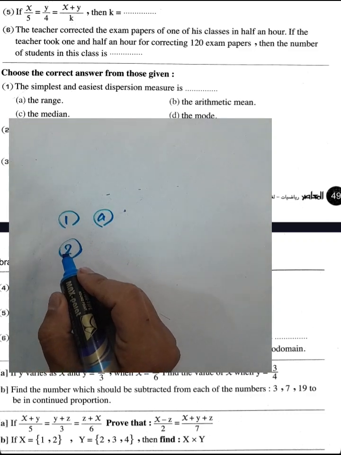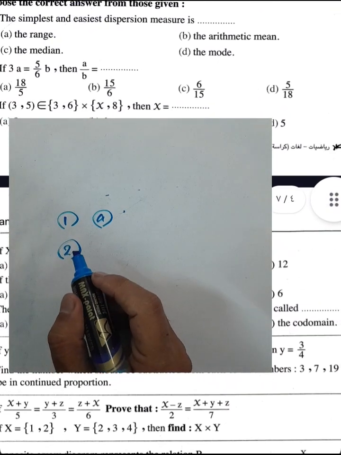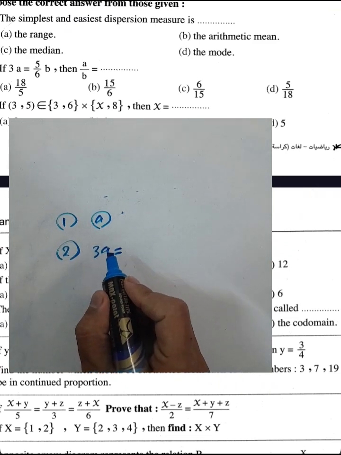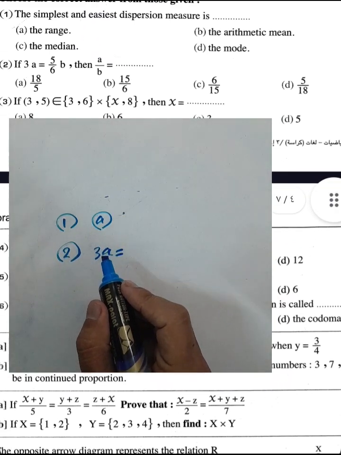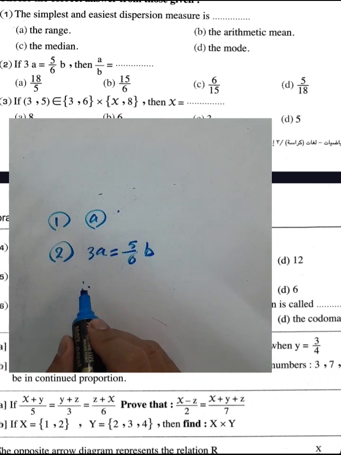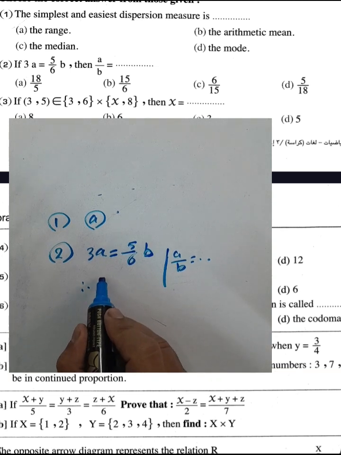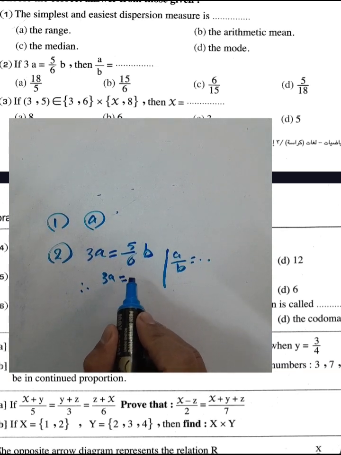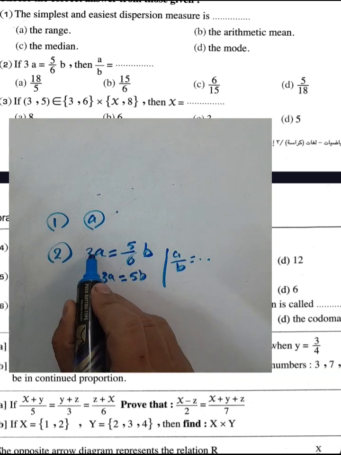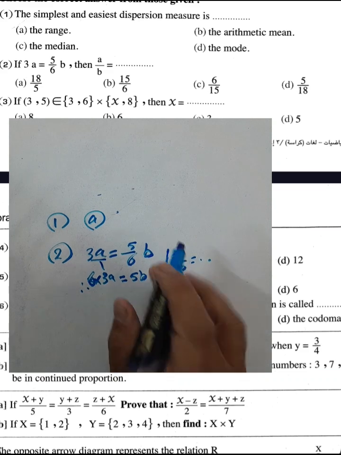Question number 2. If 3a equals 5b, then we want to find the ratio between a over b. First, you can write 3a equals 5b and 6 times 3 here. Product of extremes and product of means.